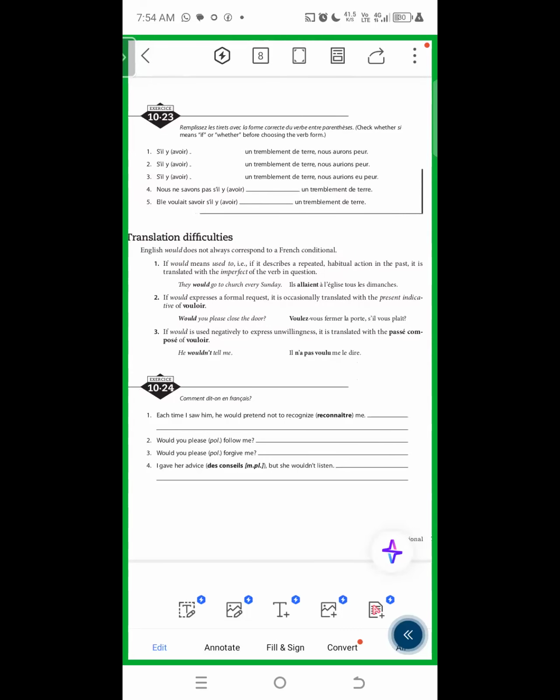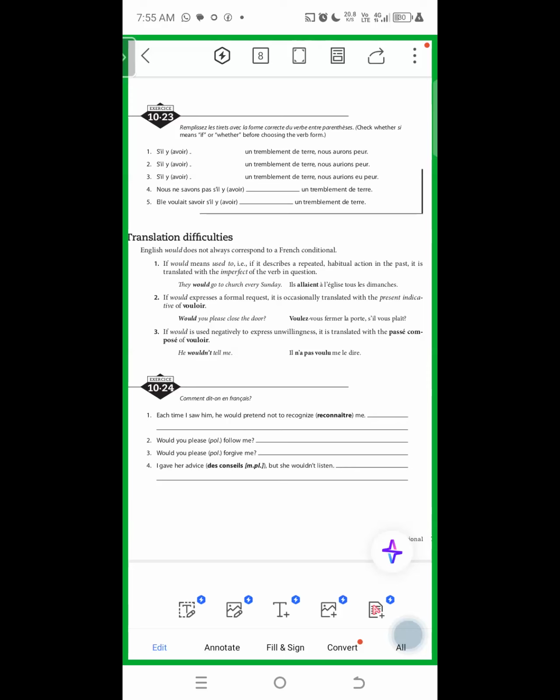For example, we said English would does not always correspond to the French conditionnel. Just like the imperfect, will, right? For the future. It would mean used to when it's a repeated action. They would go to church every Sunday. Il allait à l'église. That's not conditional there. If it expresses a formal request, that is a present indicative. Would you please close the door? That is voulez-vous fermer la porte? That is a formal request. There's nothing like a supposition here, right?